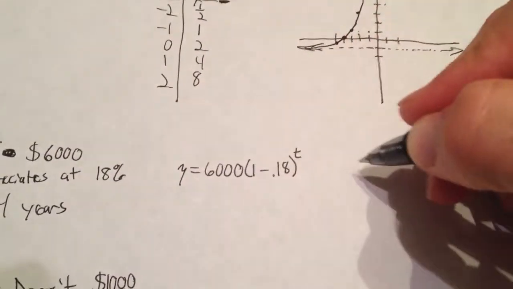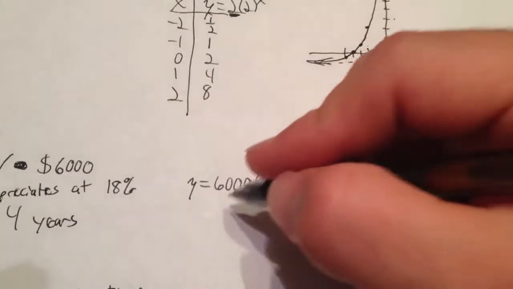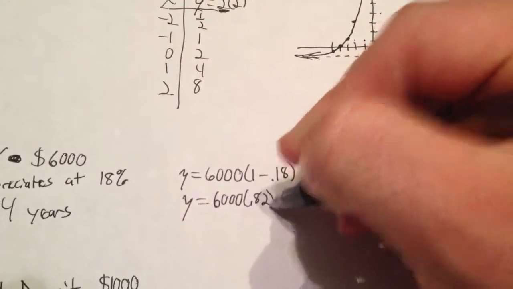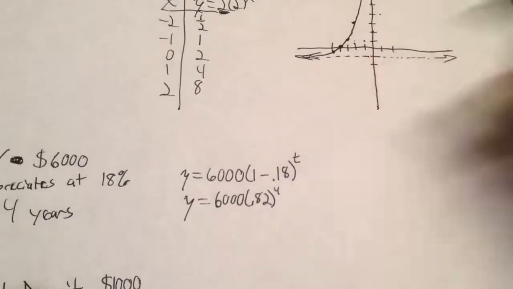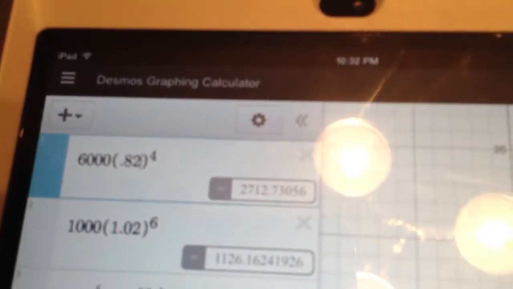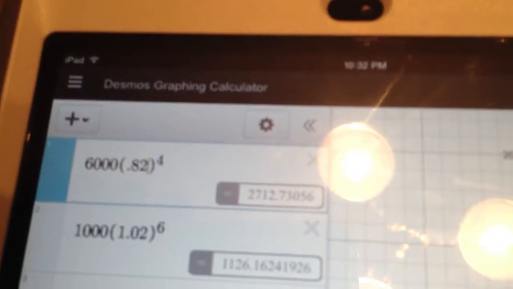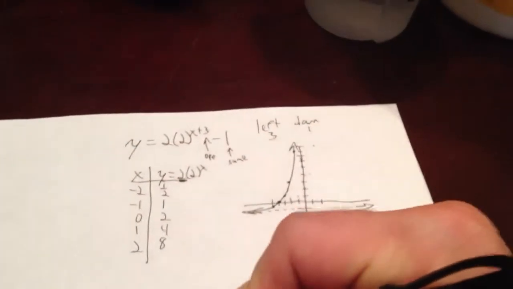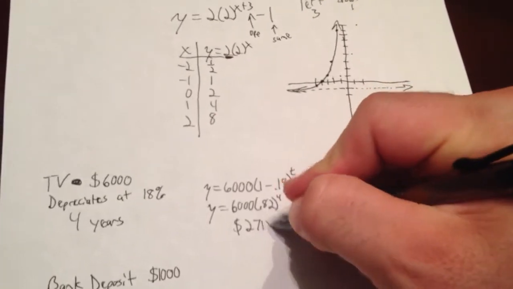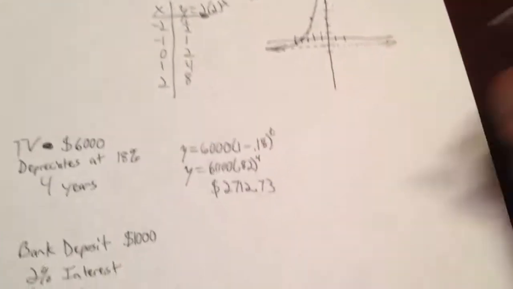If we take out our calculator and type this in, 1 minus 0.18 is going to be 0.82. And we raise that to the 4th power in our calculator. You can see over here, $2,712.73 is what our TV is worth after 4 years.